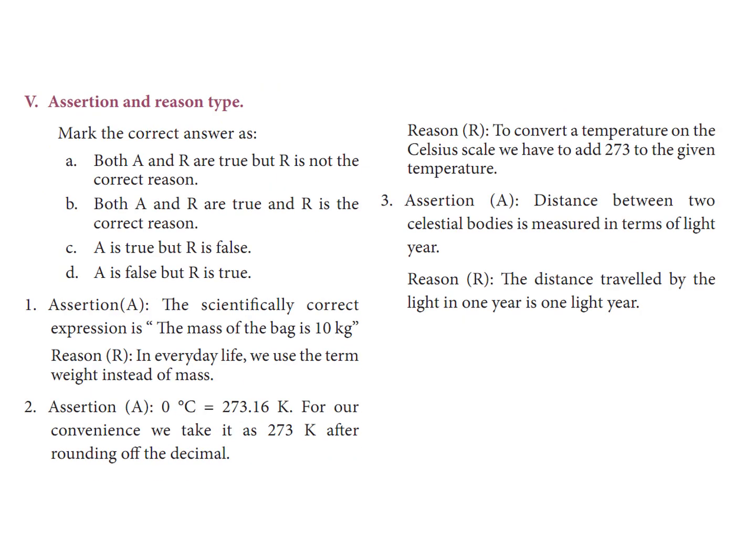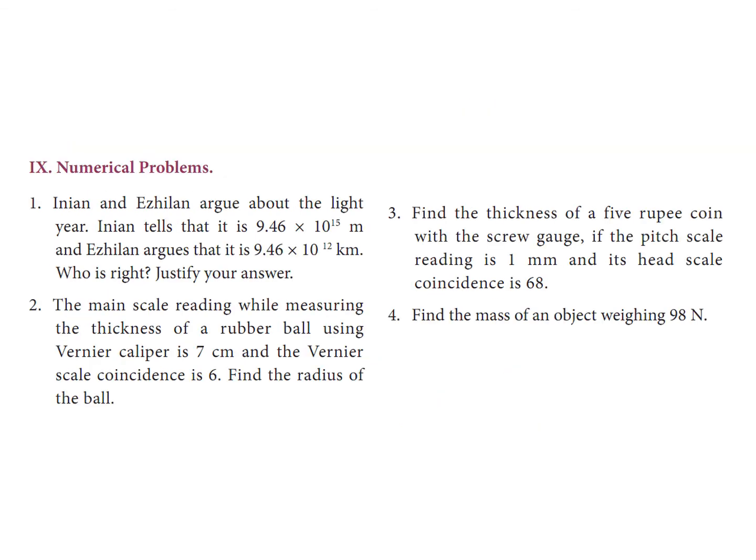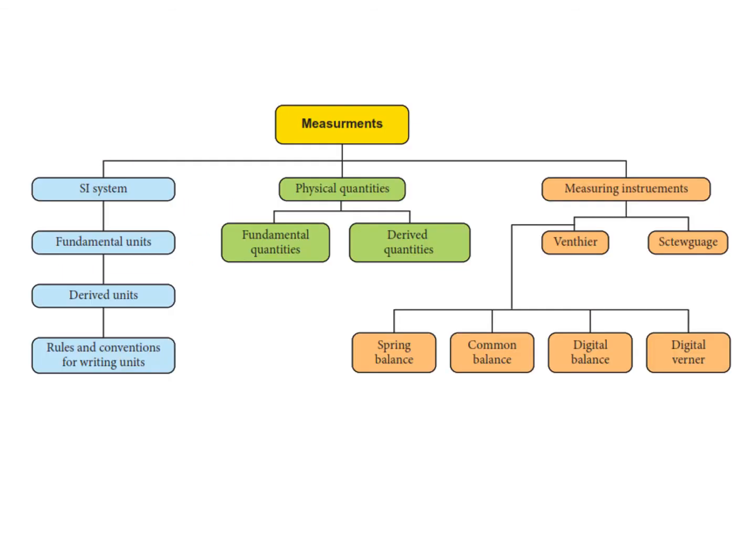Assertion and reason type. 3 assertion and reason types are given. Find it out. Answer very briefly. 6 questions are given. You have to write the answer very briefly. Answer briefly. 4 brief answer questions are given. You have to answer it briefly. 2 detailed questions are given. You have to answer in detail. Numerical problems. 4 numerical problems are given. Find the answer for that.